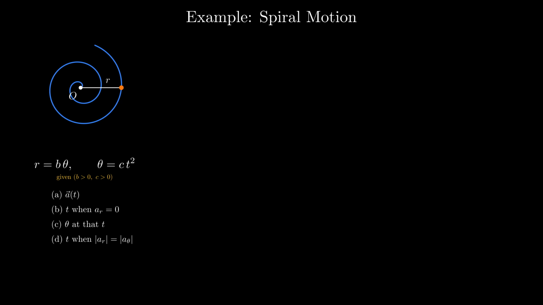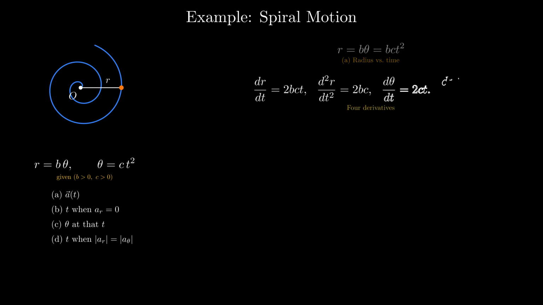Start with part A. Substitute theta equals ct squared into r equals b theta. So the radius in time is r equals bct squared. Now we need 4 derivatives. The first time derivative of r is 2bct. The second is just 2bc. The first derivative of theta is 2ct, and the second is 2c. Feed these into our component formulas.